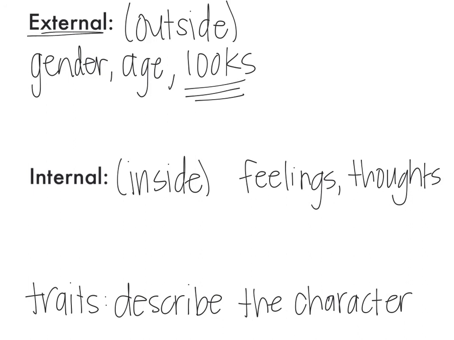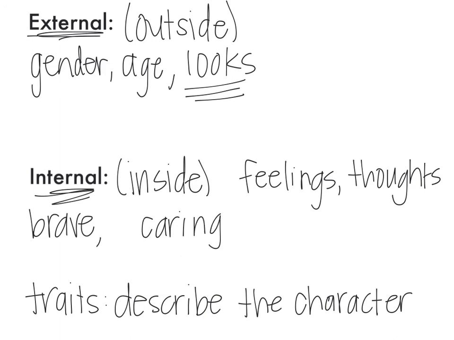So the evidence for the external, you can see that. The author usually will give you a description of the character, and that will be the external traits. The internal traits, you have to make inferences based on their actions. So maybe you would find out that a character is brave. You would know that after the author tells you something that the character does that's brave. That's an internal trait. Another one could be caring. That would be based on actions. So I'm going to put actions here too.